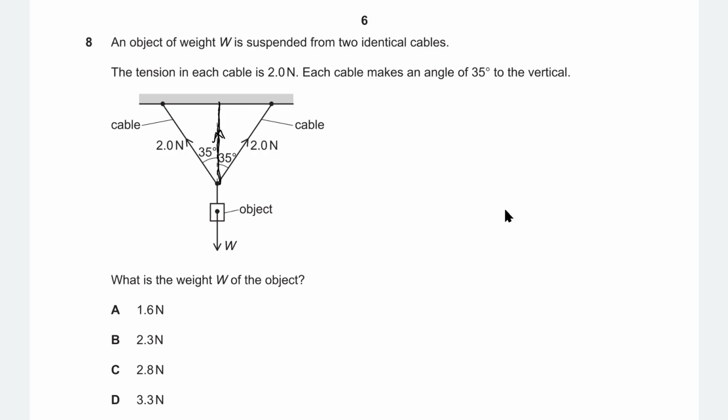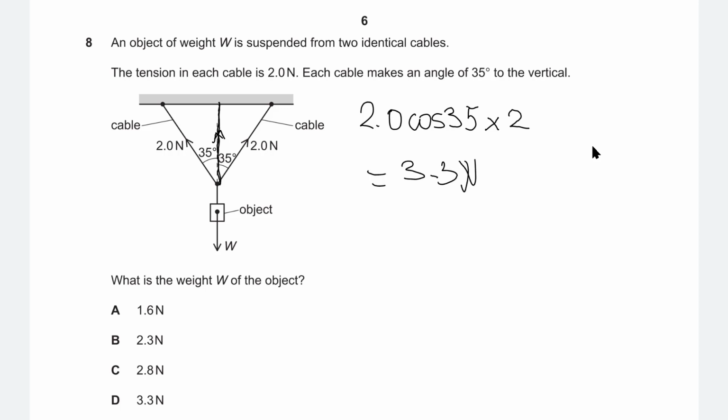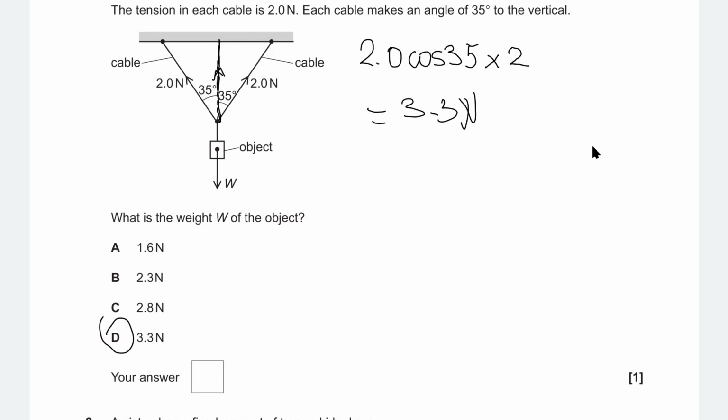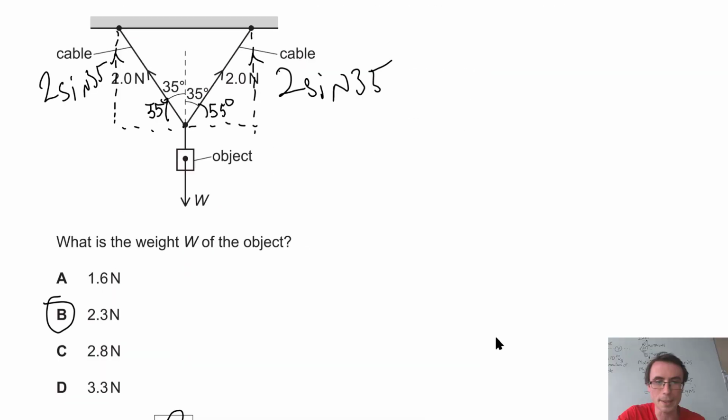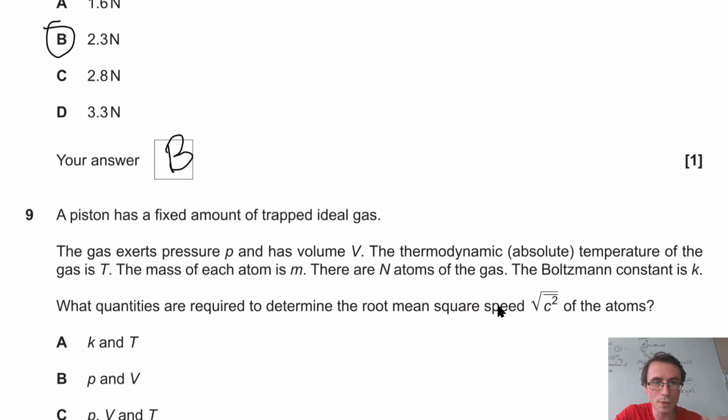Okay, so what is the vertical component? That will be 2.0 cos of 35. This here is the adjacent component, but there's 2 of them, so we're going to need to multiply that by 2. Quick check of the units, that's fine, just newtons. So 2 times cos 35 times 2. This is going to give me 3.27, around 3.3 newtons. Correct answer is D. Okay, let's move on.